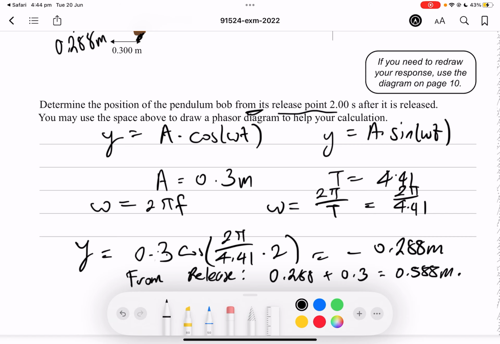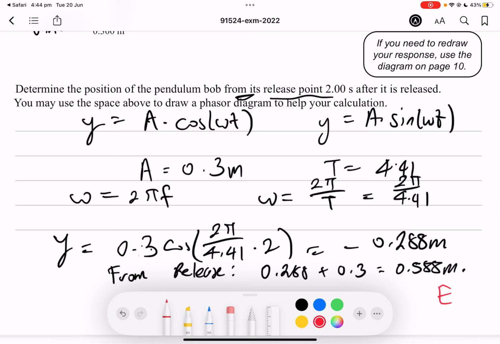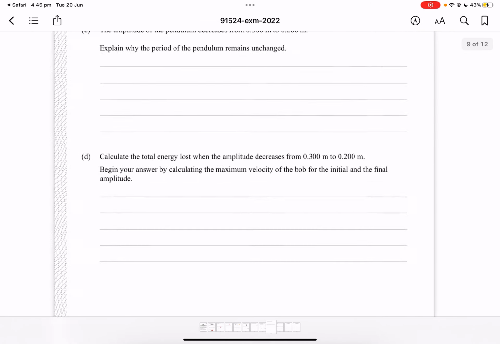Okay, cool. And that's our final answer for this question. And it's actually an excellence level question if you can get the correct answer. And if you can get a correct x, so correct of negative 0.288 meters, that's a merit. And if you can get the correct angular velocity here, that's an achieved. All right, let's go to question C.